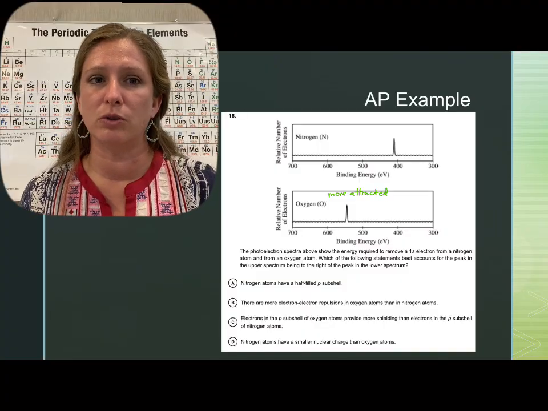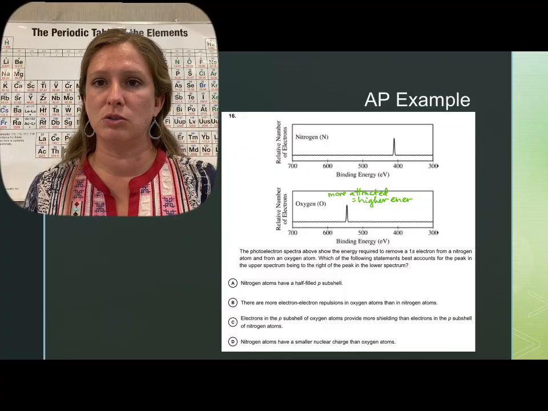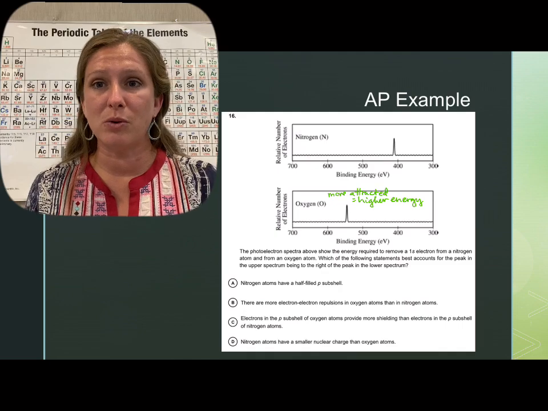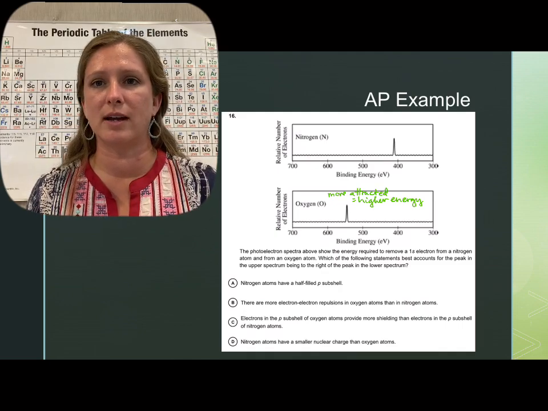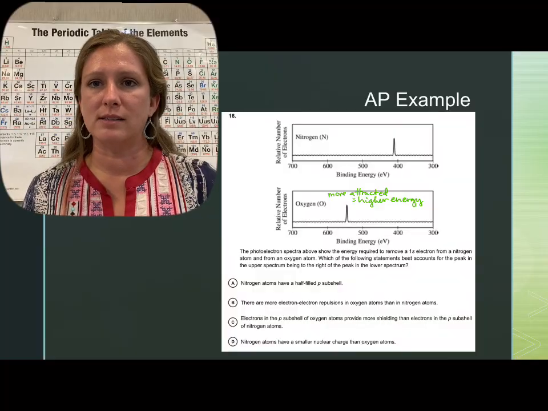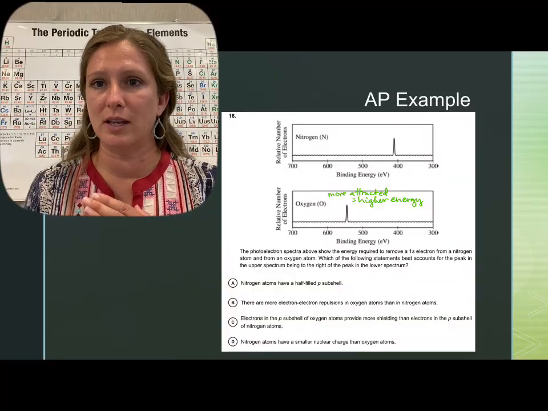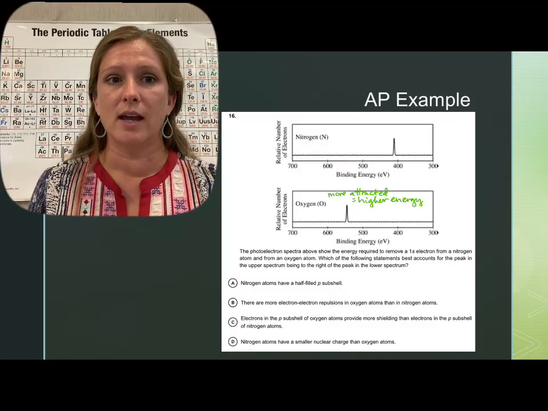Why would that be true? Why would oxygen be more attracted to the nucleus rather than the nitrogen? Well, if you look at how many protons are in the nucleus and you remember those trends as you go across the periodic table, there are more protons in the nucleus. Those are more attractive, especially to the electrons that are the closest to the nucleus.